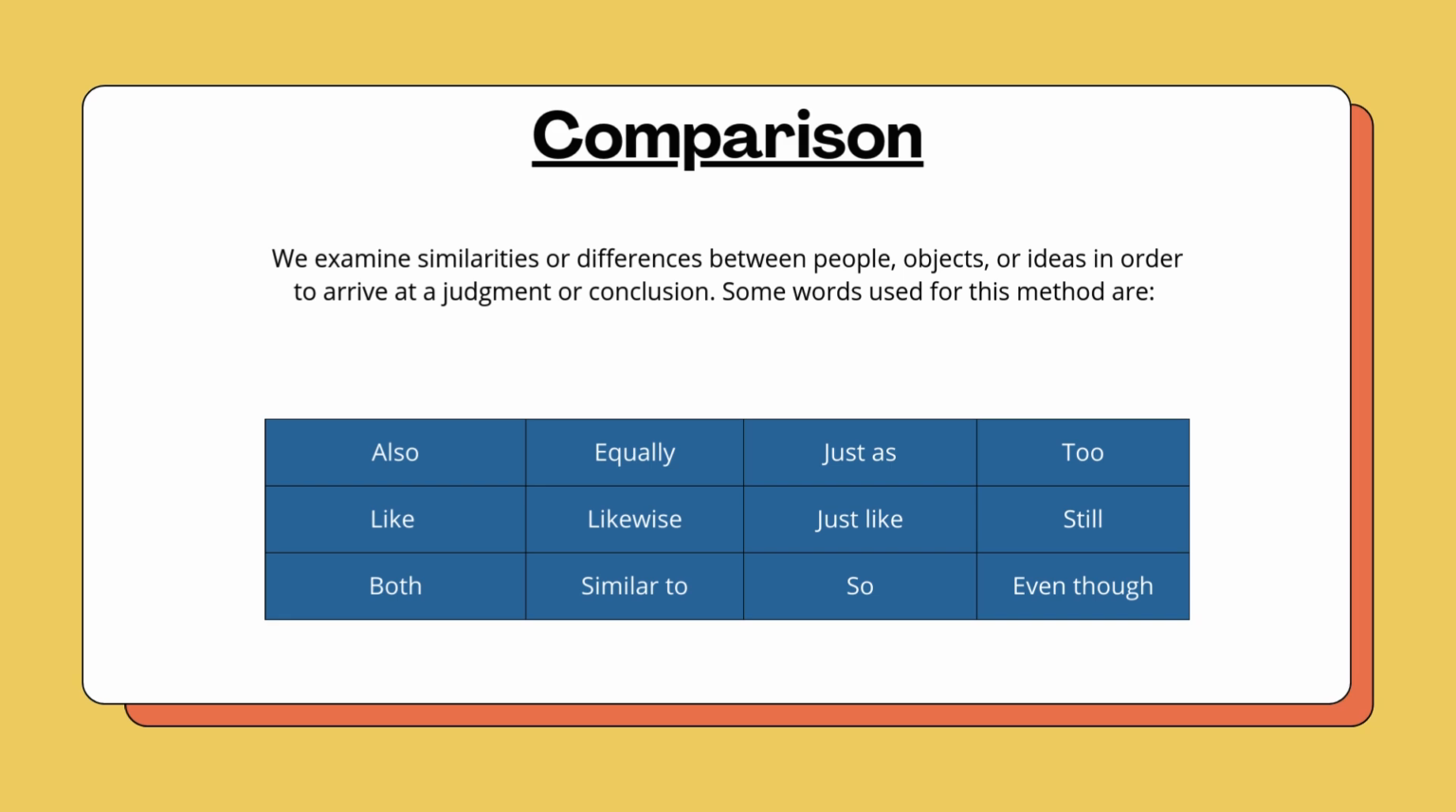Words like also, equally, and just as highlight similarities, while like, likewise, and just like further emphasize this connection. Conversely, terms like too, still, and even though can show contrasts or differences. Both and similar to are useful for pointing out shared characteristics or qualities. By using these comparative words, we can effectively convey relationships and make clearer statements about the things we are comparing.